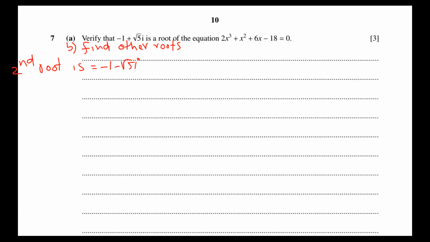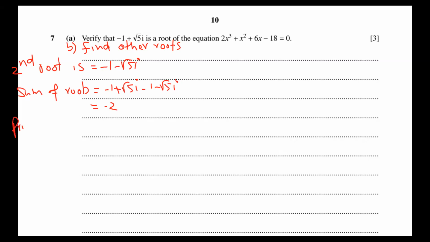Now if I find the sum of both roots, I add them: -1 plus root 5 iota and -1 minus root 5 iota. This and this fully cancel, and I get -2.